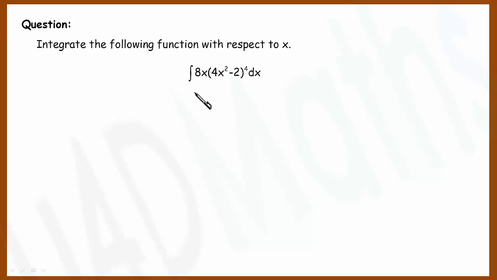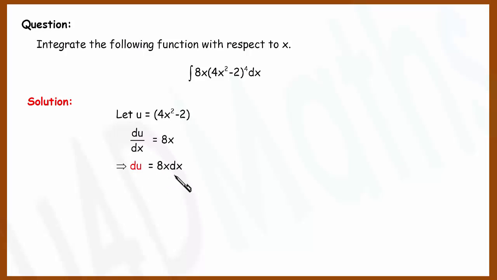So let's have a look at a question using substitution. In this question, we're asked to integrate the following function. Now, as we can see, this isn't a standard integral. And if we let u equal 4x squared minus 2, we can differentiate u with respect to x to give 8x. And if we cross multiply, we get du is equal to 8 times x dx.